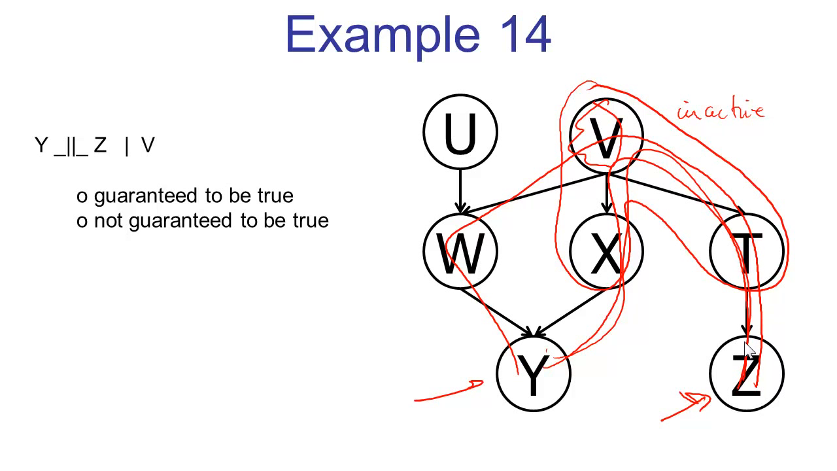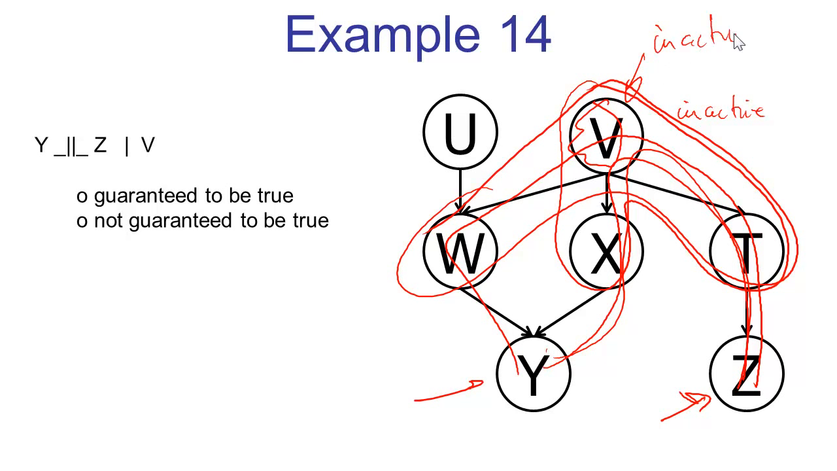Okay. I'm going to first check WVT of all triples along this second path. This is a common cause with the cause V observed, so it's an inactive triple. This means the entire path is inactive. This means both paths connecting Y and Z are inactive, so we can guarantee Y is independent of Z given V.